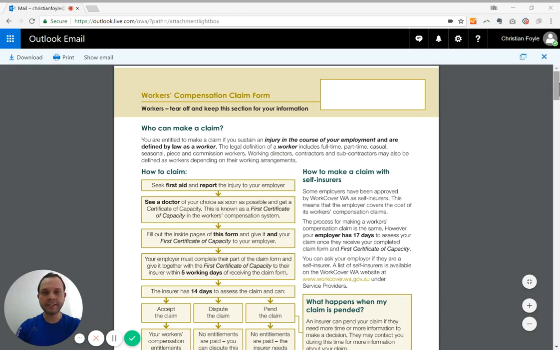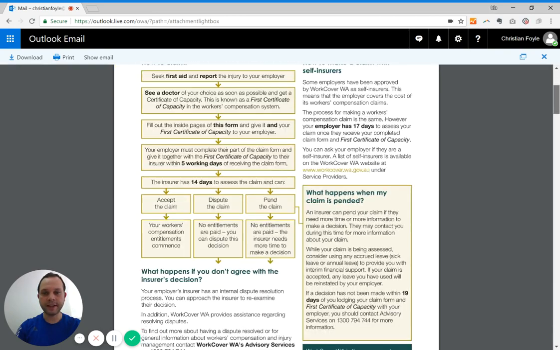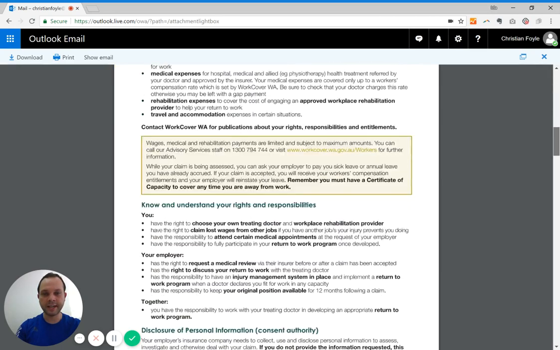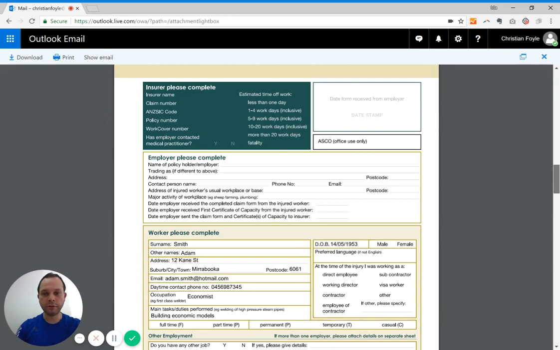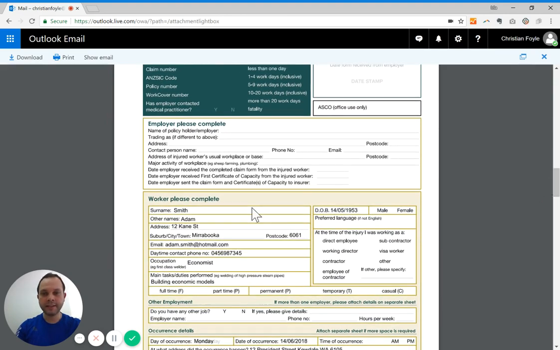So just to get into this form, the first couple of pages are just general instructions about how to make a workers' compensation claim, and then we actually get to the form itself. So this is one that I've completed earlier on today so that you have a good idea about what to do in relation to this form.